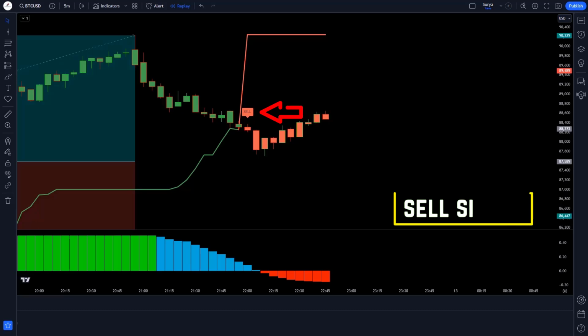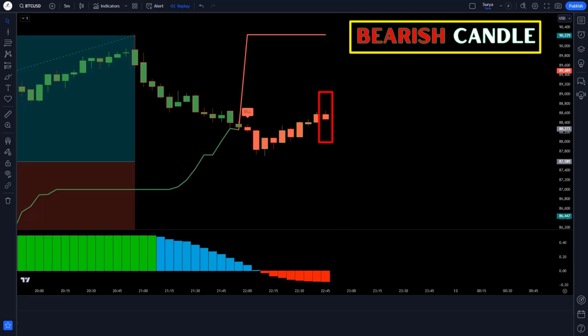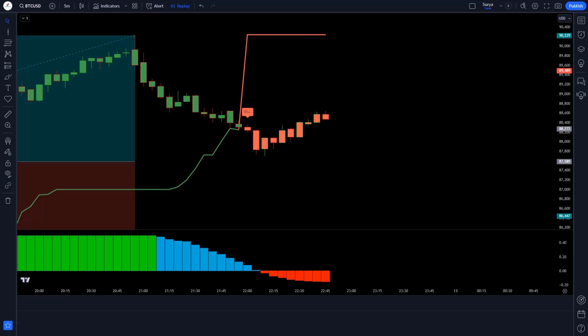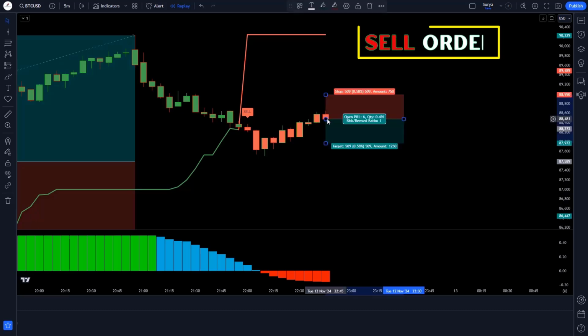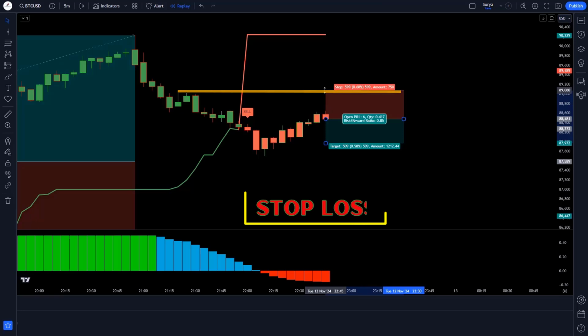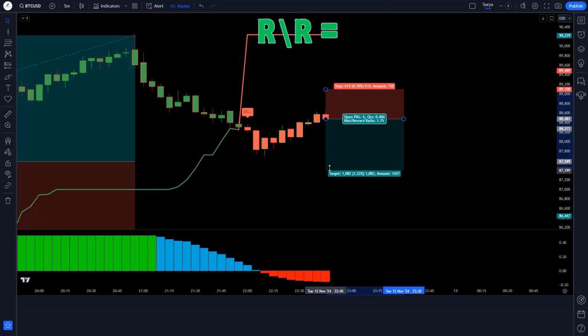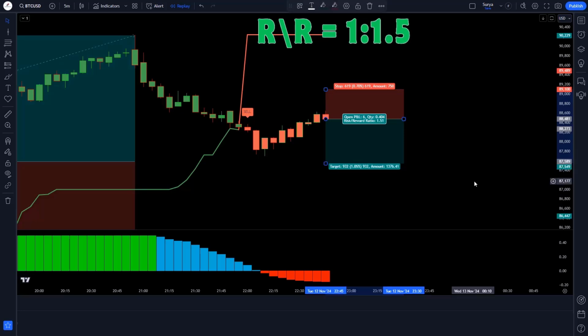When accurate swing trading indicator has given us sell signal and market has formed a bearish candle, Kalman filtered RSI oscillator indicator has formed a red histogram. If this condition is met, then we will take a sell order. Our stop loss is to be placed at the previous high of the market, and the risk to reward ratio will be 1 to 1.5.